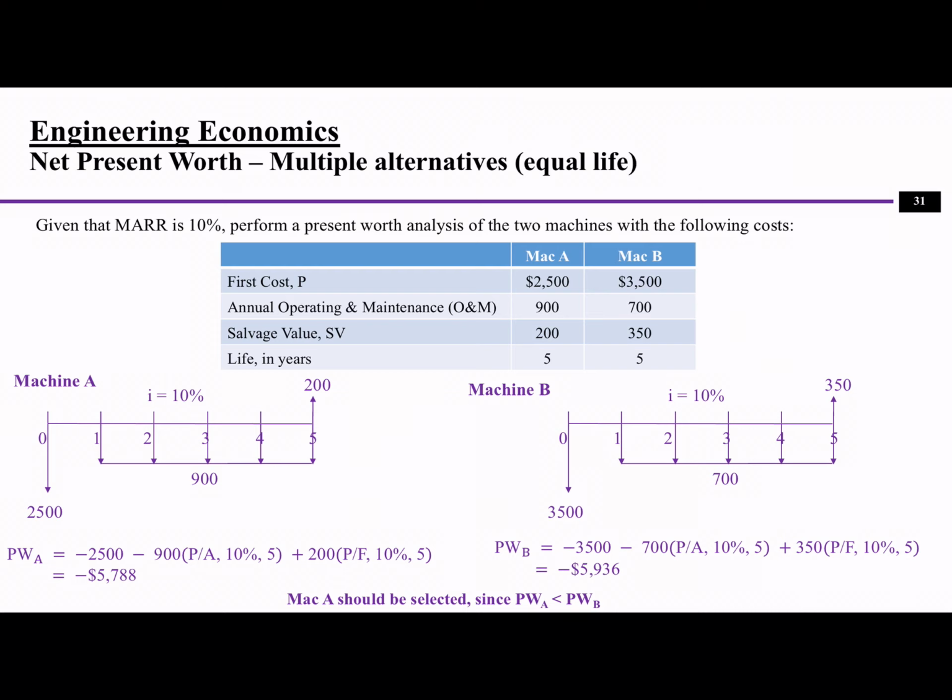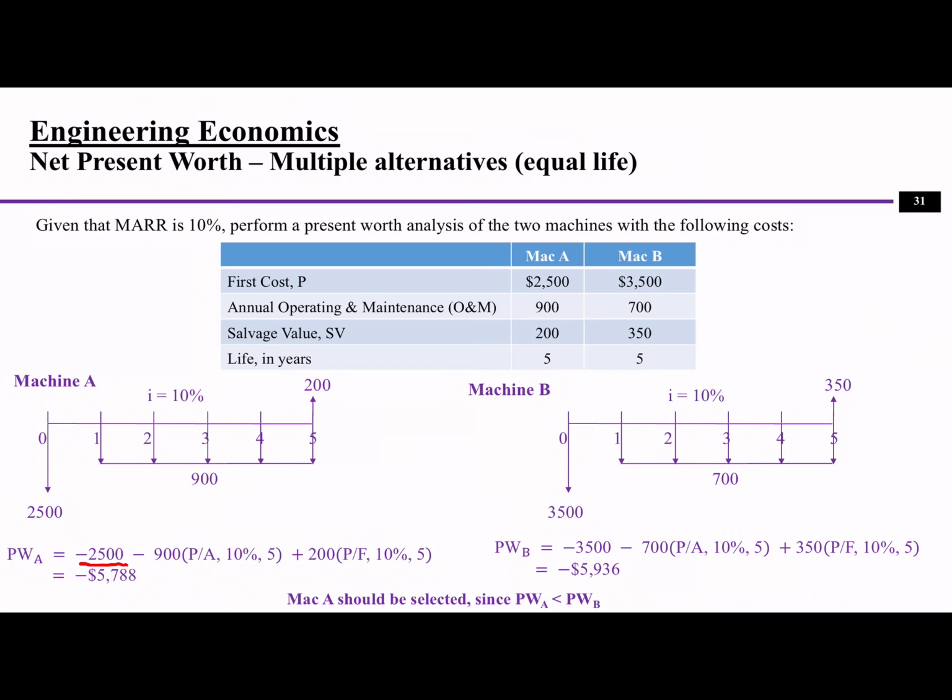Next, if you want to use net present worth as the decision criterion to compare the two machines, we convert everything to time zero, the present worth. The $2,500 is already at time zero, so we just put it here as negative $2,500. Next part will be the $900.